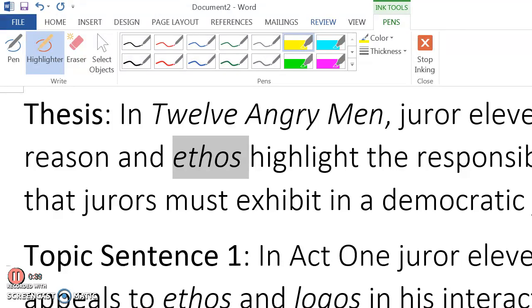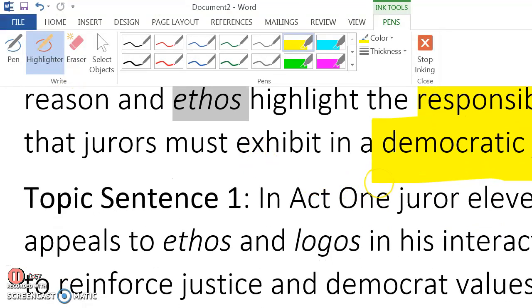And there are essentially three large associative ideas, and they are responsibility, fairness, democratic. Every example, I will highlight those values. Okay? Here's a topic sentence, a model topic sentence.